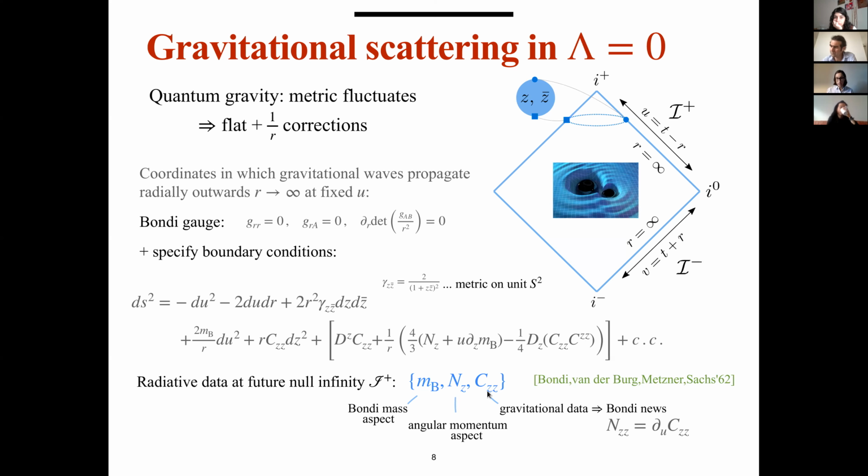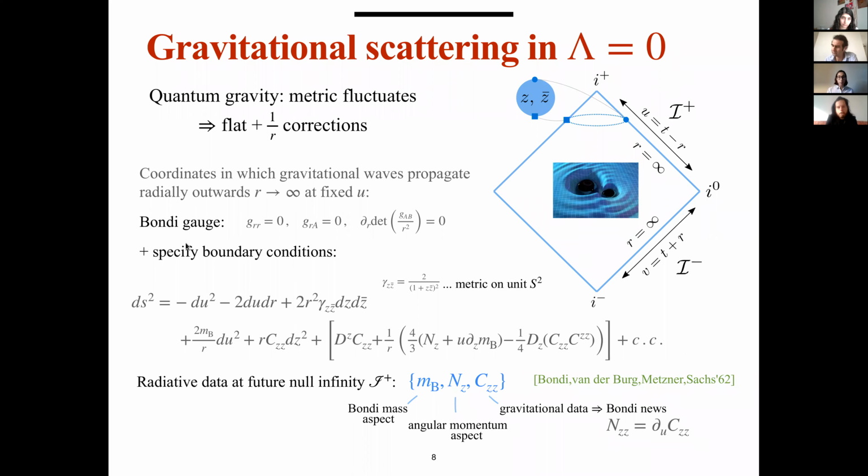the capital C_{zz} is the so-called gravitational data. The first two describe the angular densities of energy momentum and angular momentum, while the gravitational data captures gravitational waves. Its time derivative, so its retarded time derivative or advanced time derivative, gives what's called the Bondi news tensor. And the Bondi news tensor essentially tells us about the change of the data at the conformal boundary.